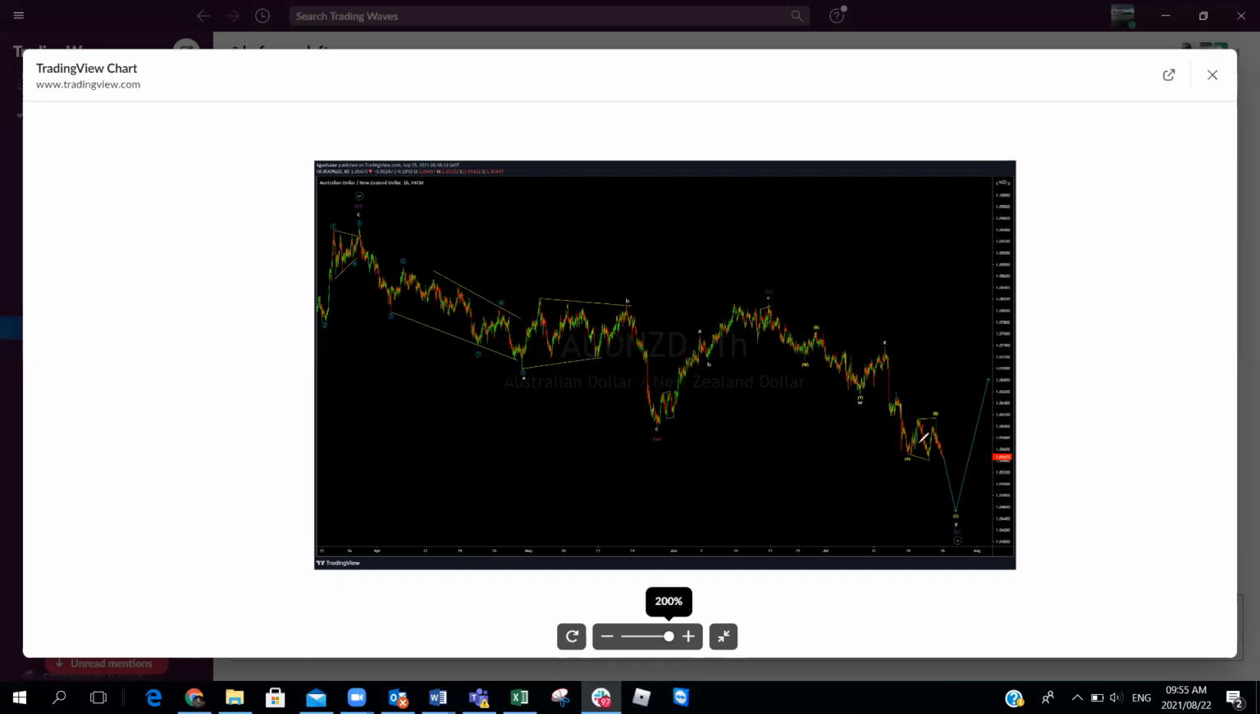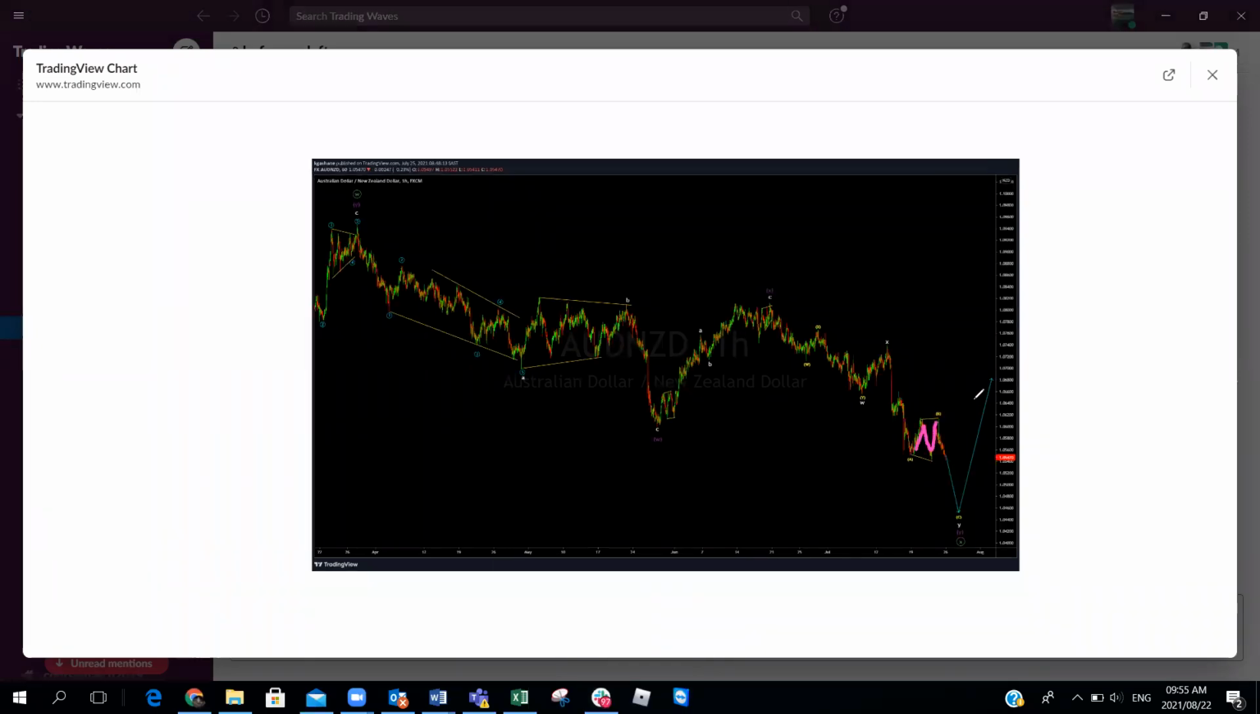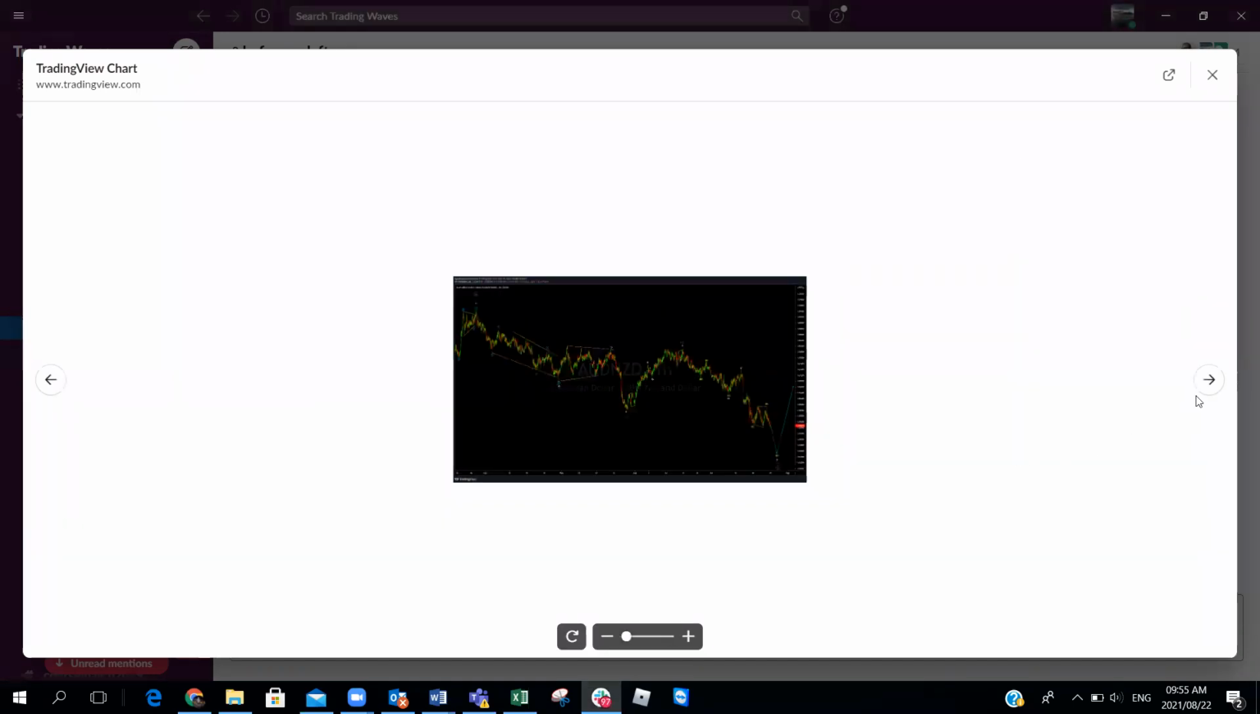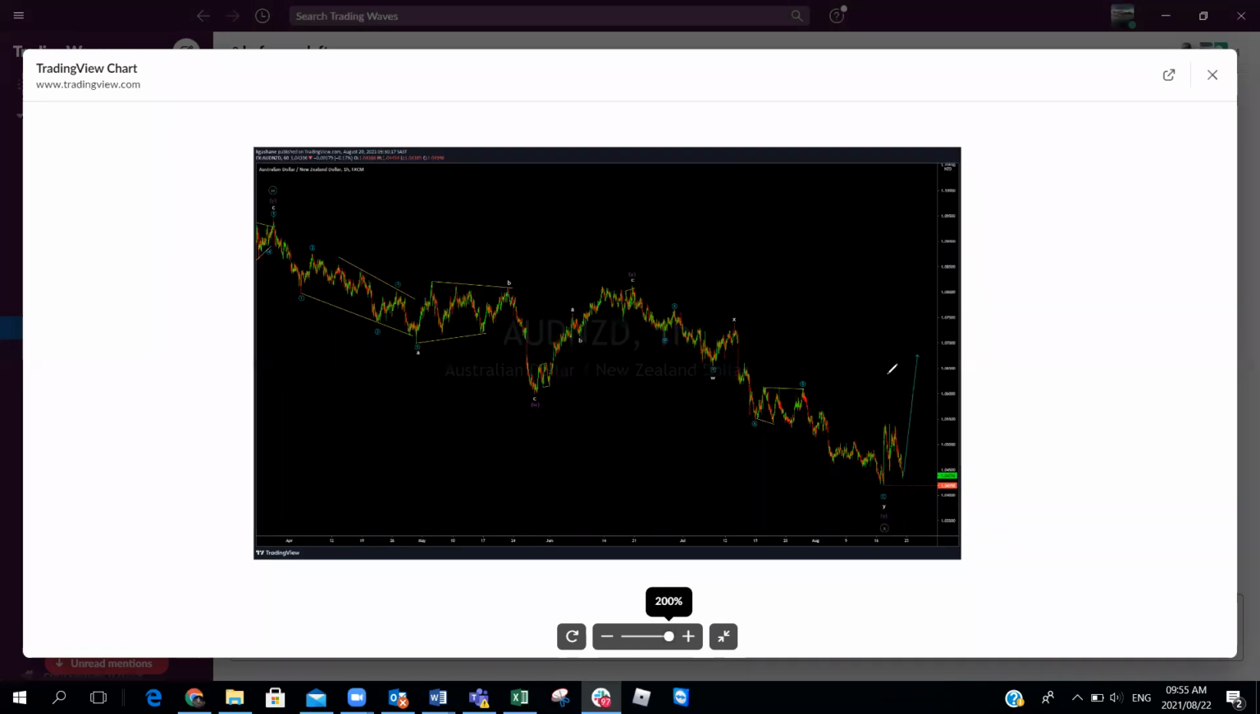So AUD New Zealand, we're simply looking for this flat correction in the 1 hour and for this to continue to the downside. That is in play. We have been selling AUD New Zealand for some time. So that's the structure here. So we had this one here. We had a move here to the downside. What are we expecting here? So I will go in a bit more detail shortly.